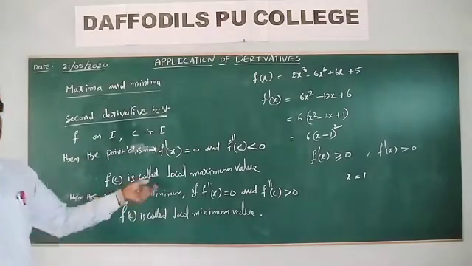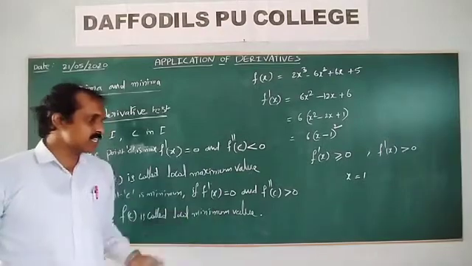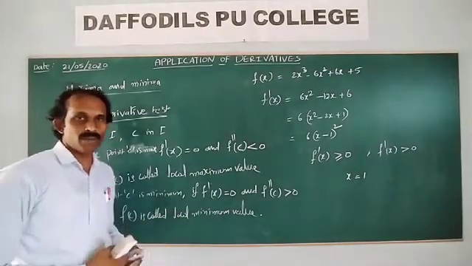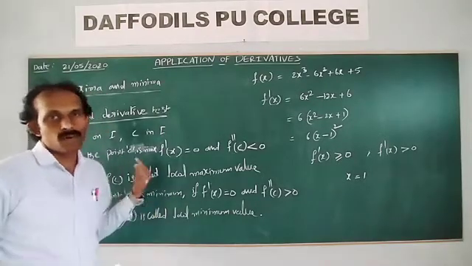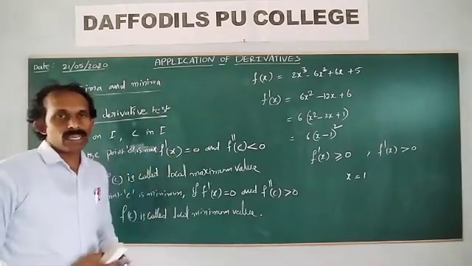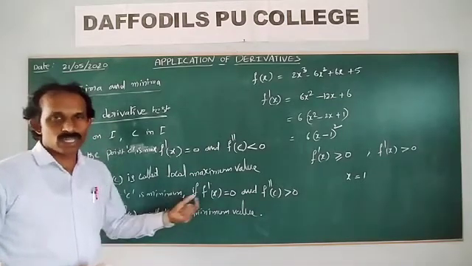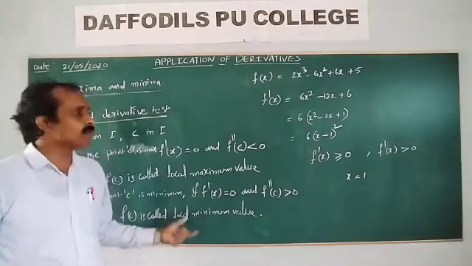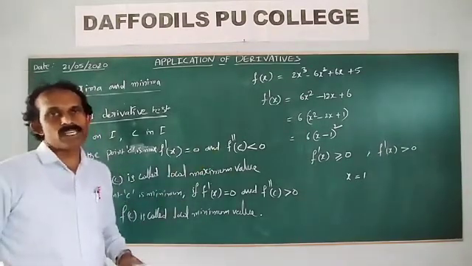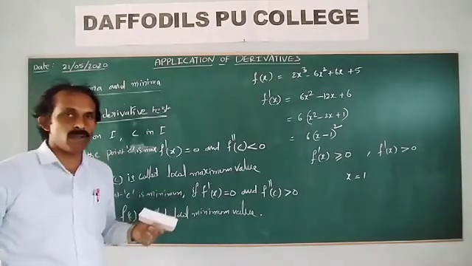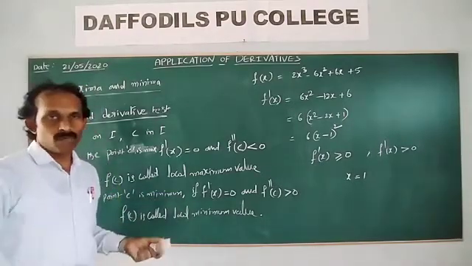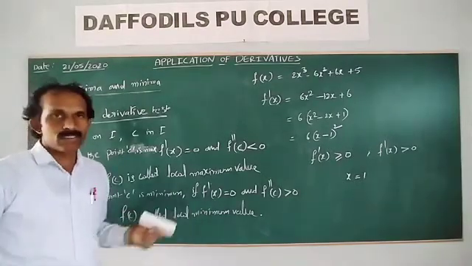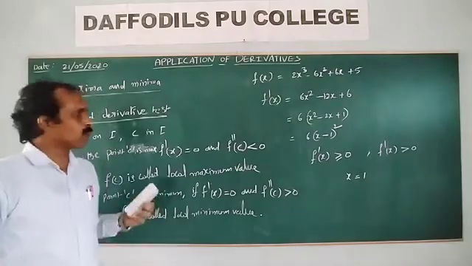Suppose this test fails. In this test also, there is no maximum, there is no minimum value. That is called point of inflection. Again, go back to the first derivative at the critical point C to decide the local maximum and local minimum value. When f double dash x also fails, then we will go back to the first derivative. Then we decide whether the point C is the local maximum or local minimum.